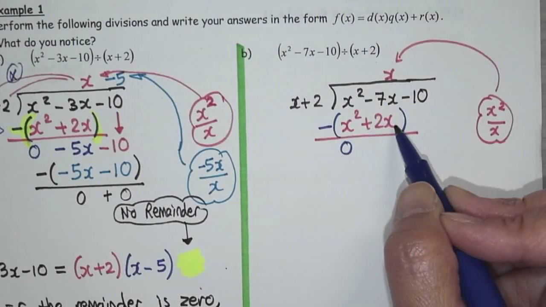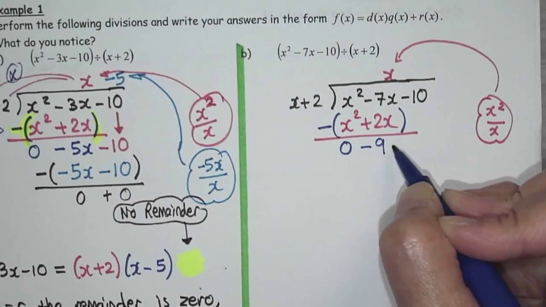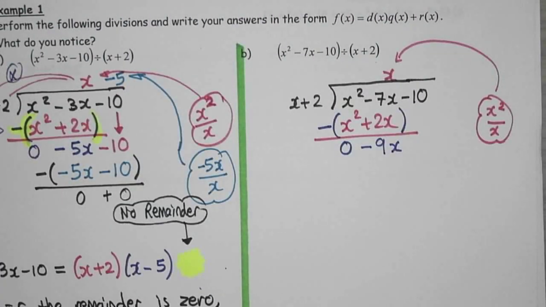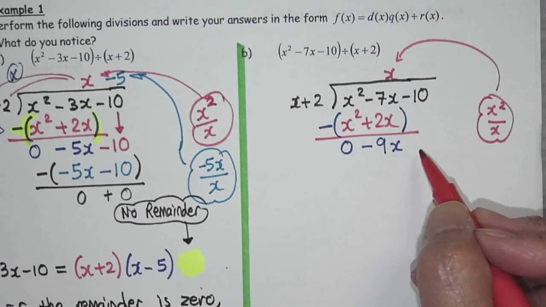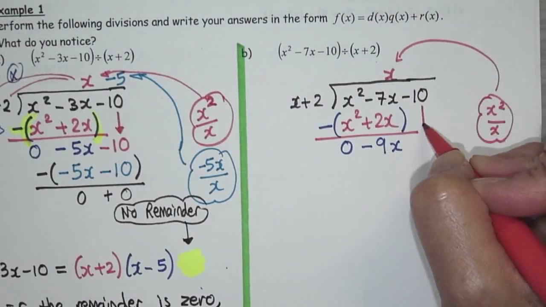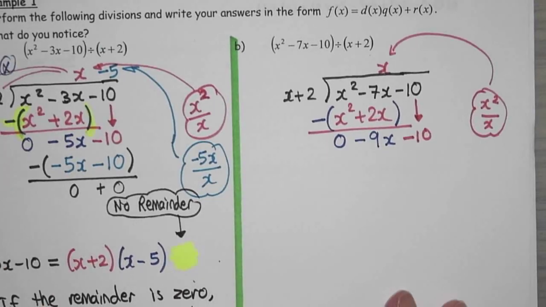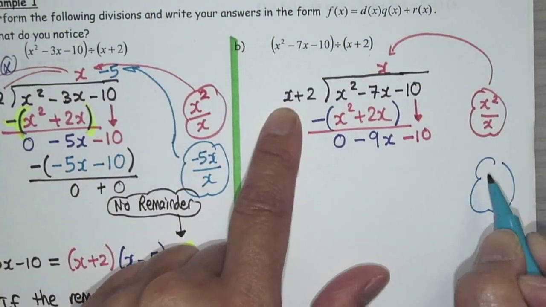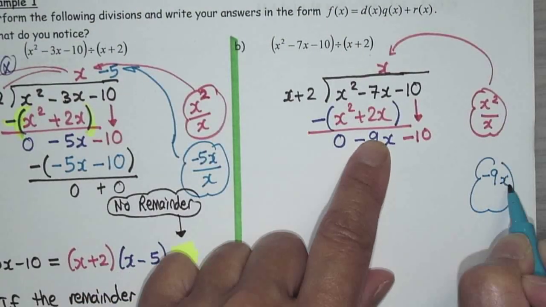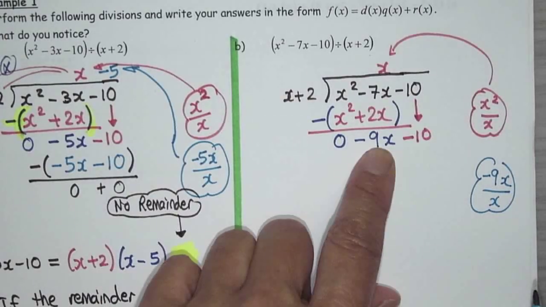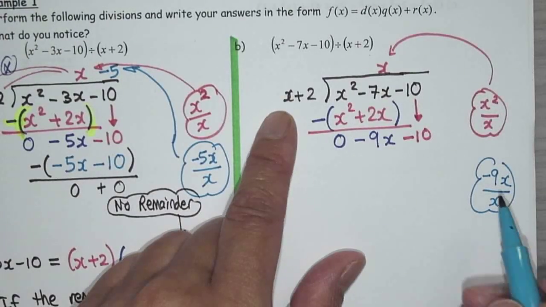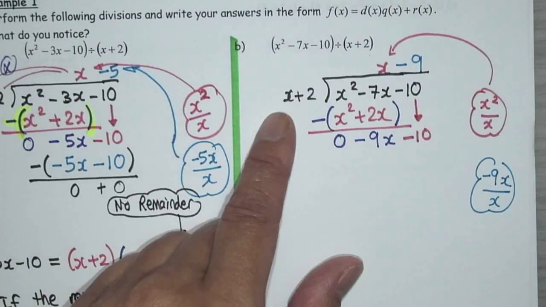Negative 7 minus positive 2, negative 9x. Okay, I want two terms here, because that first one goes into the first one, so I need to drag down the second one. So I have two terms into the two terms again. On the side, you don't have to show this, but it's negative 9x, the first divided by the first. Negative 9x divided by the x gets me negative 9.